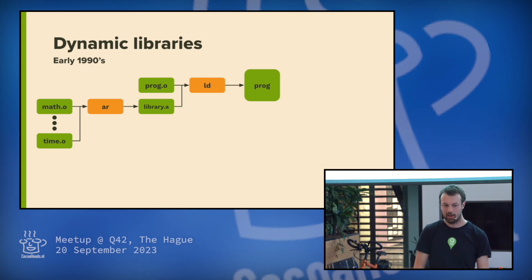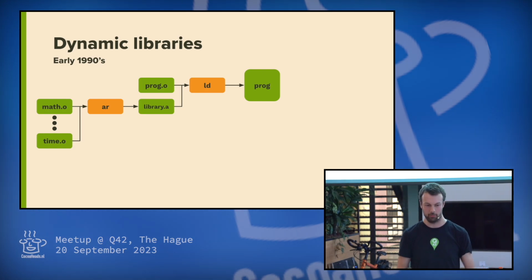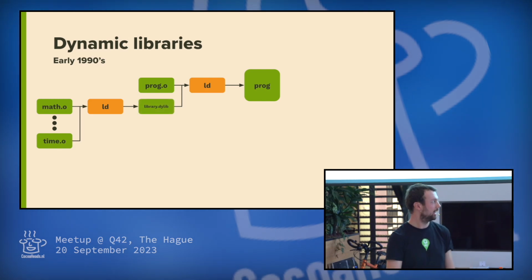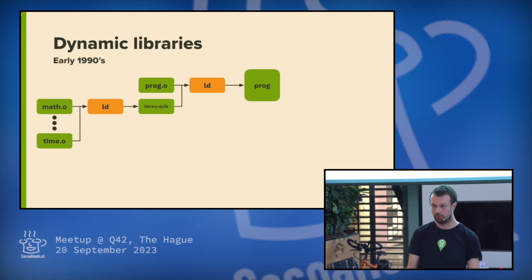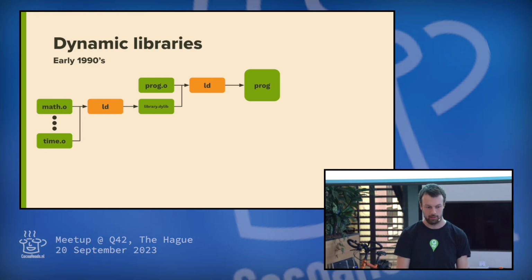Then came along dynamic libraries in the 90s. Programs were getting more complex, and it was becoming impractical to merge everything into a single program. It would get too big. So what happened was we put those object files we did earlier into the linker, and we get a dylib out of there. That's what Apple calls a dynamic library. On other platforms like Linux, it's called a shared object file, or DSO. On Windows, it's called a DLL, a dynamic link library.